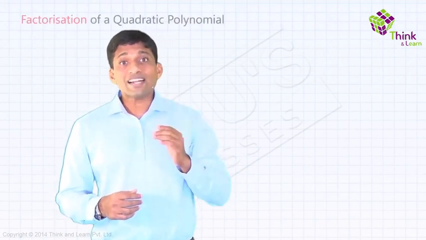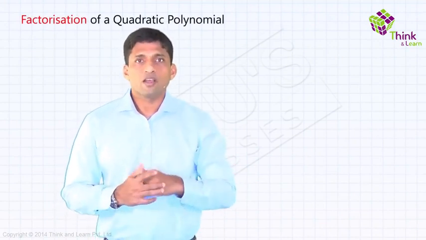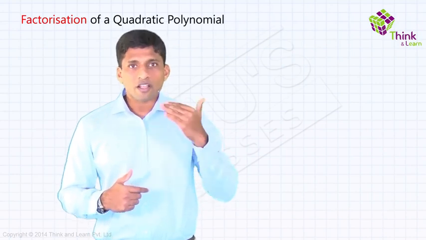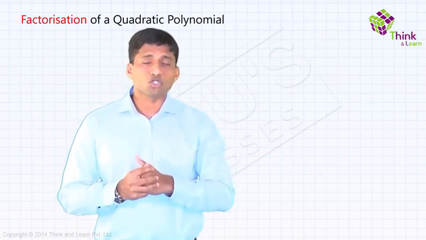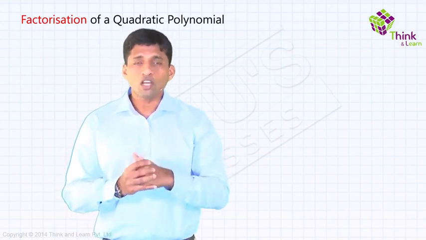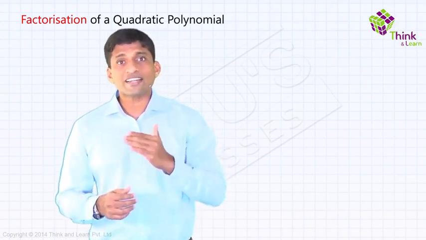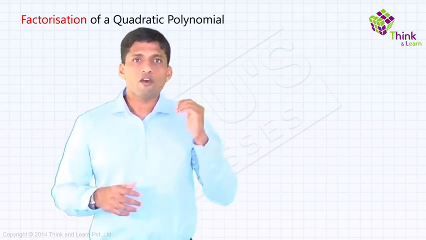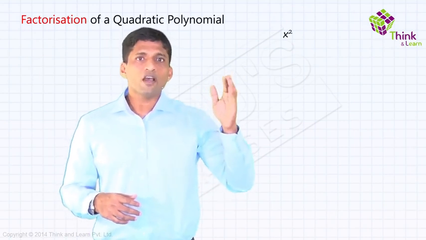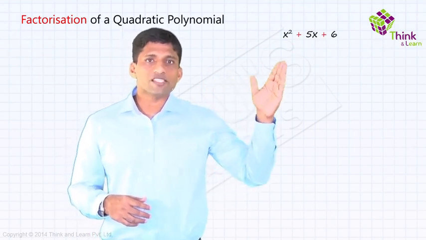Let's do something very interesting. Let's visualize, that is understand in a diagram, the factorization of a quadratic polynomial. And that method can be used to find the roots also. So we'll visualize both. But first, let's visualize factorization of a quadratic polynomial. For example, take x square plus 5x plus 6.